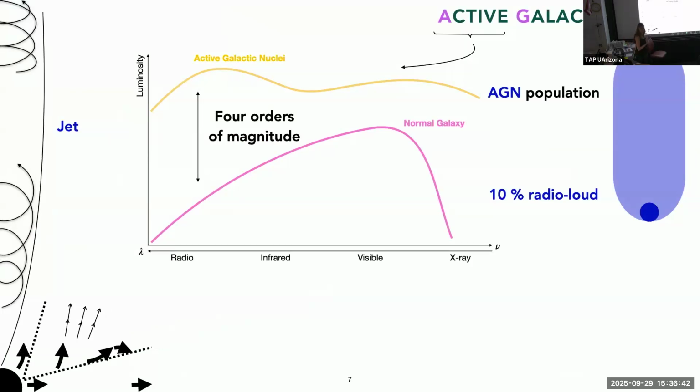The jet itself will then outpower the AGN system, and not only the system, but most of the time also the whole galaxy. So what an active galactic nucleus is, in comparison to a normal galaxy, is about 4 orders of magnitude more luminous than normal galaxies. And of the AGN population, only about 10% are radio loud. That means they have a radio jet or radio counterpart, which we can observe.